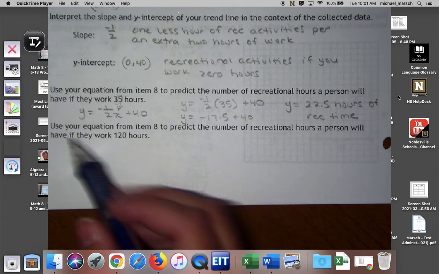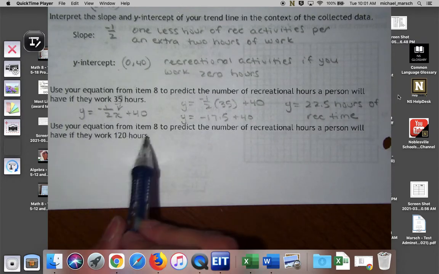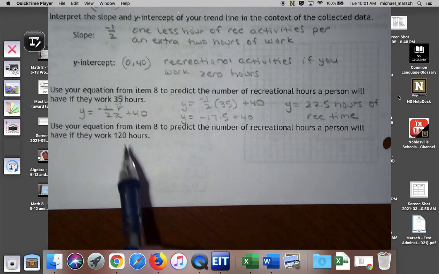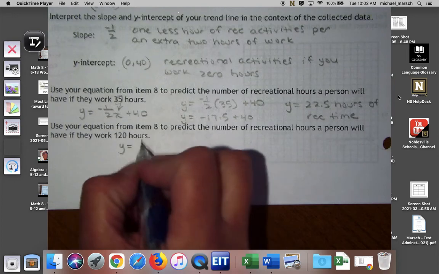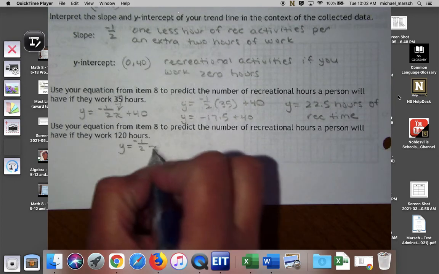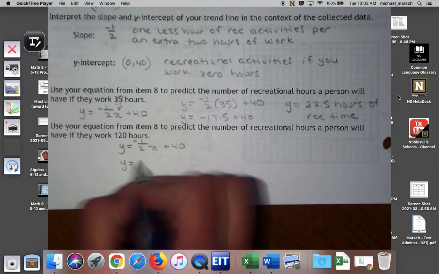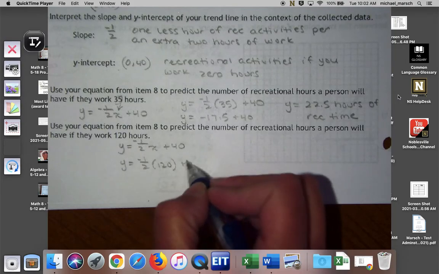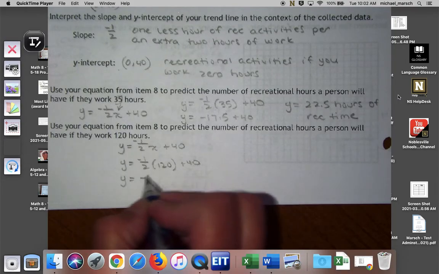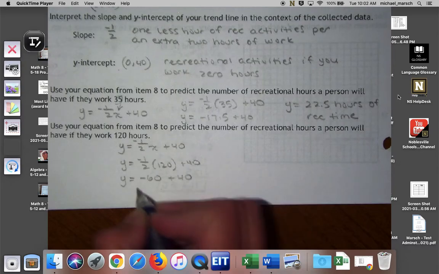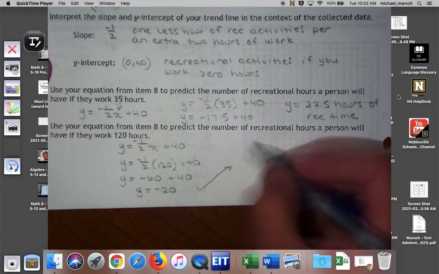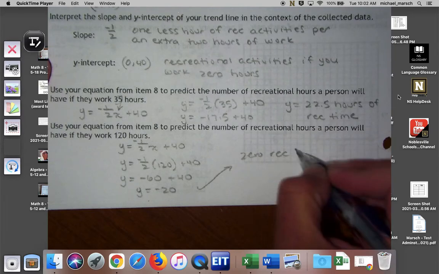Okay, number 11. Use your equation from number 8 again to predict the number of recreational hours a person will have if they work 120 hours a week. Wowza. So here we go. y equals negative 1/2 x plus 40. y equals negative 1/2 times 120, because that's how many hours they're going to work, plus 40. y equals negative 60 plus 40. Wait a minute. y equals negative 20. Well, you can't have negative 20 hours of recreational time. So the way you interpret that is 0 rec time.